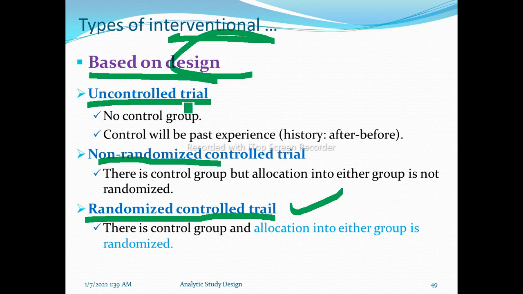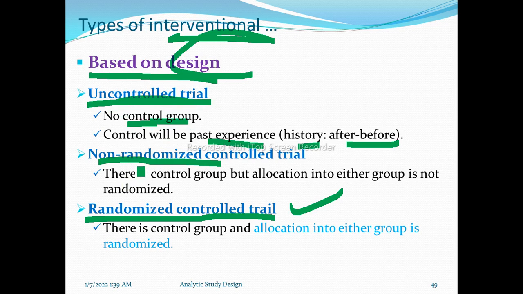In the case of an uncontrolled trial, there is no control group. The control will be past experience or history, before and after. So individuals' current experience and past experience will be compared. There is no control group, so we can say it is an uncontrolled trial.